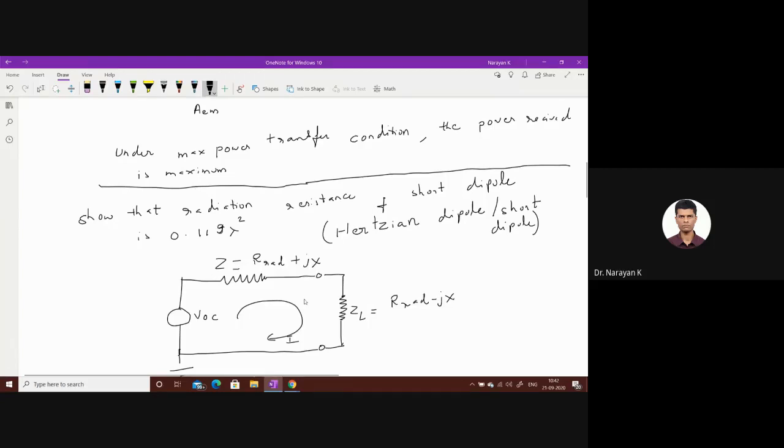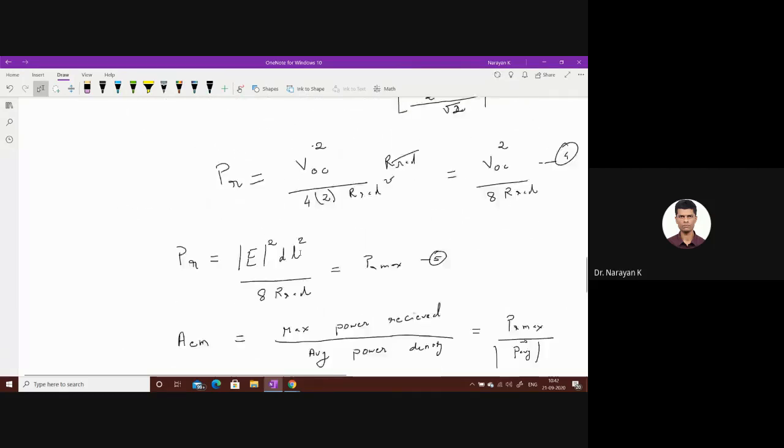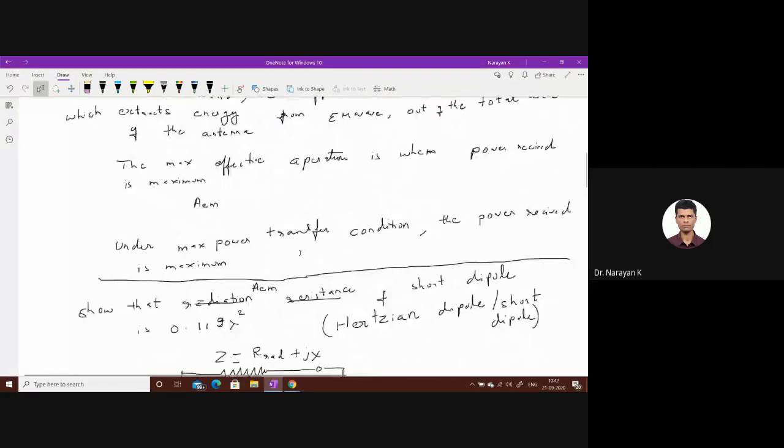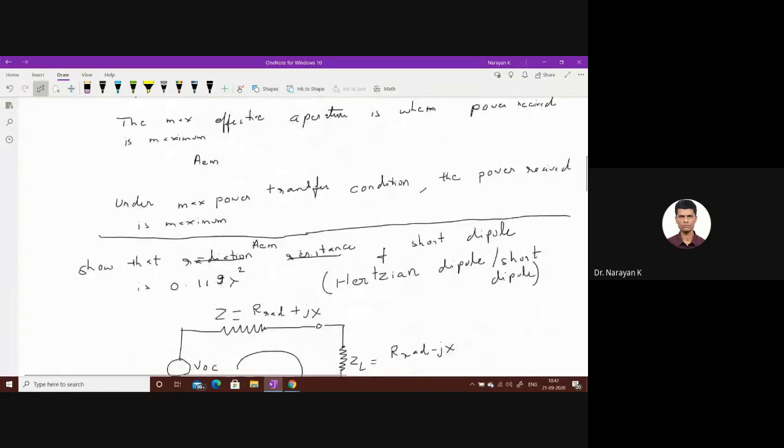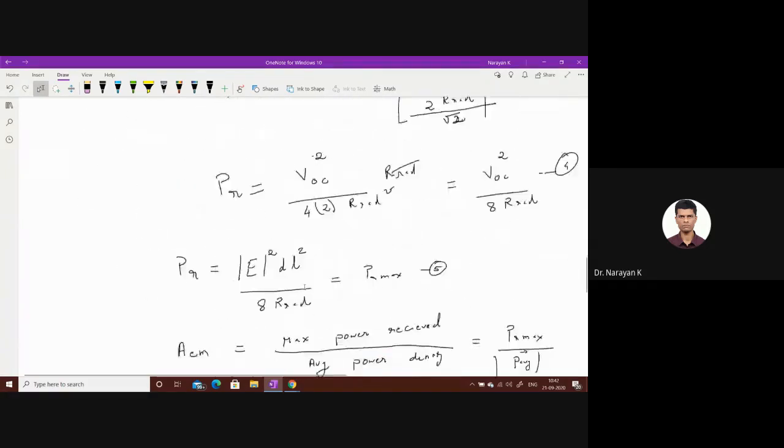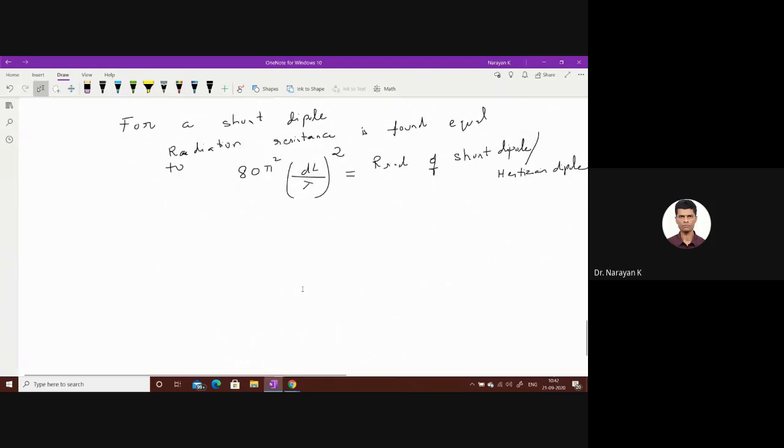Sorry, show that, not radiation resistance. Please change this. Show that the maximum effective area A_em of a short dipole is 0.119 lambda square. There is one small mistake there. Please make a correction here. Show that the maximum effective aperture of a short dipole is 0.119 lambda square. Got it?